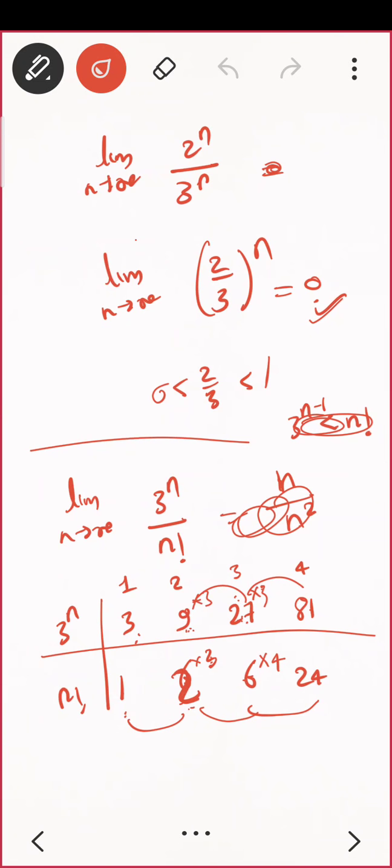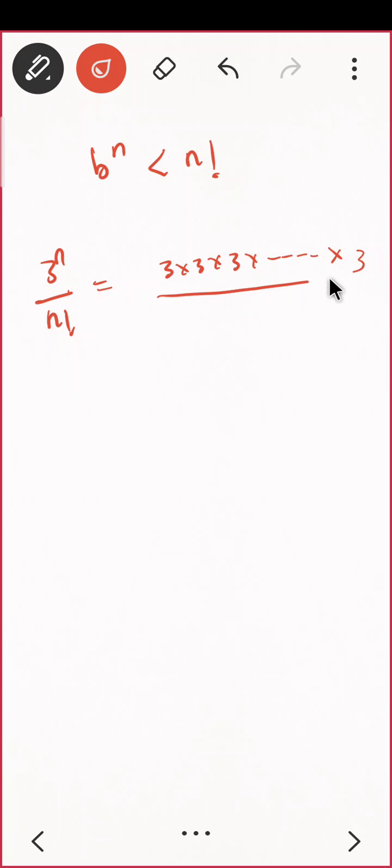Or still if you're not agreeing to this, then let us see 3 raised to n upon n factorial. Let us see how this is forming. 3 raised to n, that means what? 3 into 3 into 3 into 3, how many times? n times, and divided by n factorial, that means 1 into 2 into 3 into up to n. When they are having smaller numbers, up to 3, it is okay, but what about when the number is going to be bigger, then this is going to be having an issue. Let us see.